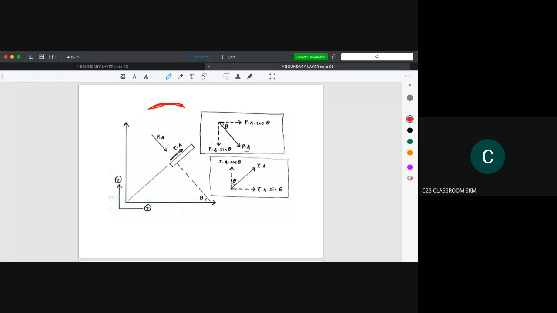To do this, we distribute the forces according to their axis. Let's say we have PA here. We could split it into PA cos theta for the x-axis and PA sin theta for the y-axis. Assume that this is the angle. And then for tau A here, we could have tau A cos theta for the y-axis and tau A sin theta for the x-axis.